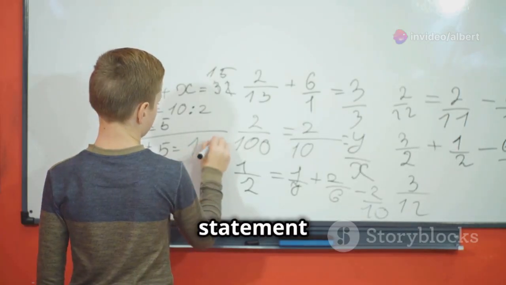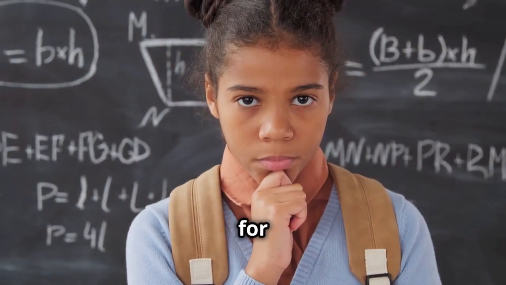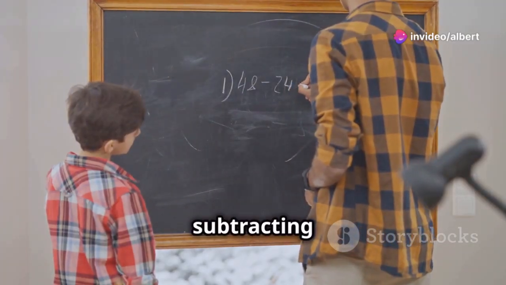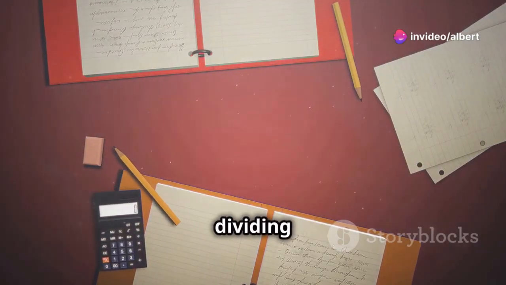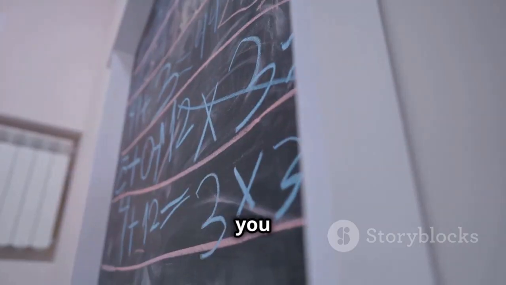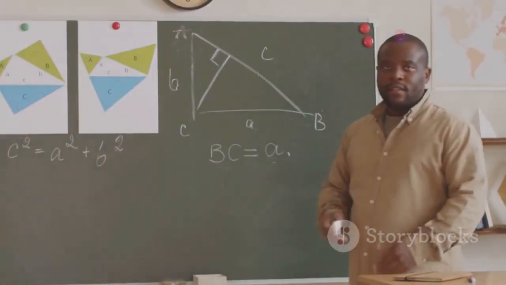An equation is a statement that 2 expressions are equal. Equations often involve solving for an unknown variable. For example, if we have the equation 2x plus 3 equals 9, we can solve for x by subtracting 3 from both sides and then dividing by 2, giving us x equals 3. Ready to be a math detective? Can you solve for x in the equation x minus 5 equals 10?